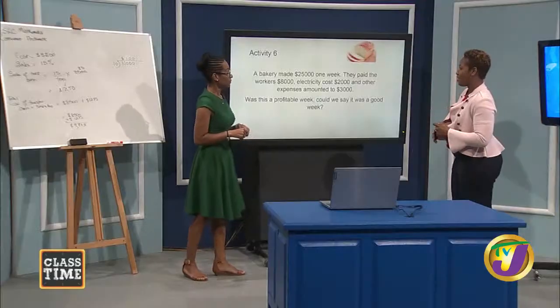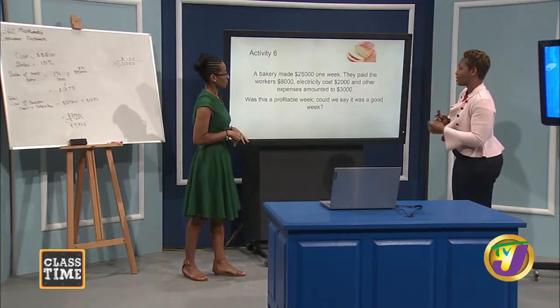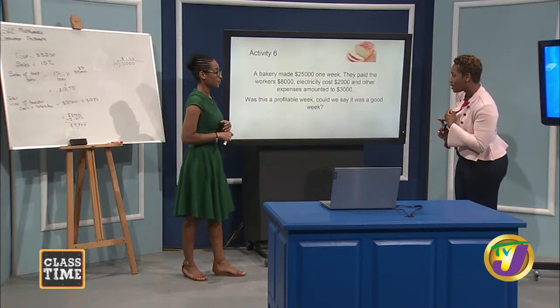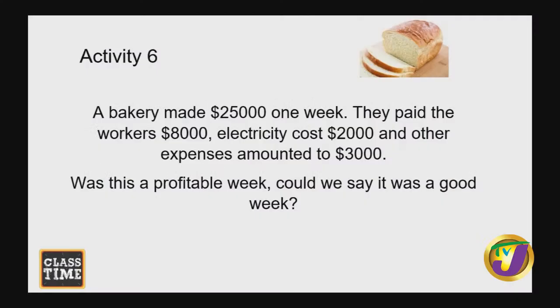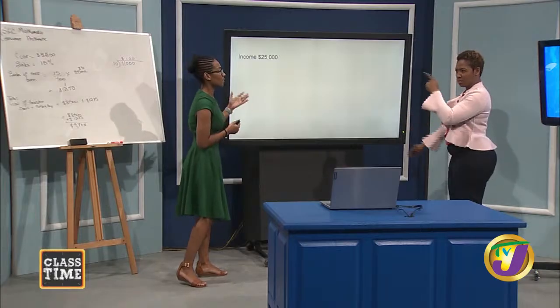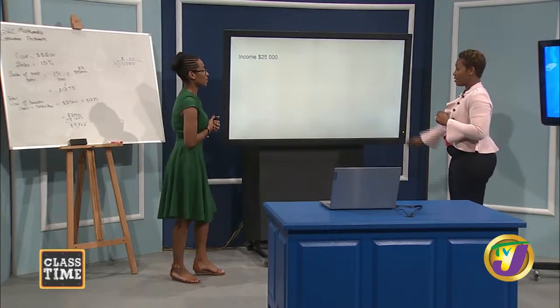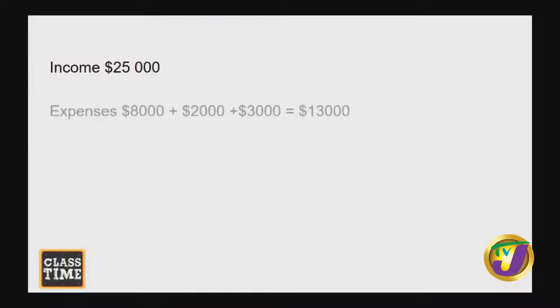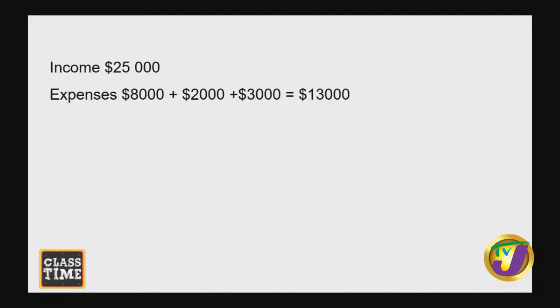So we made $25,000, but out of that $25,000, I have to pay the workers $8,000. I have to pay electricity and other expenses. Electricity is $2,000 and other expenses are $3,000. So our income is $25,000. Now let us look at our total expenses: $8,000 plus $2,000 plus $3,000, which is $13,000.